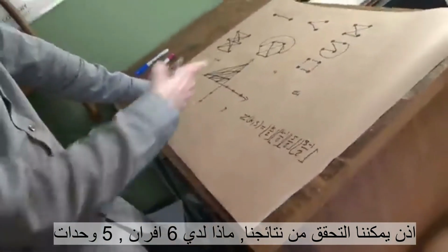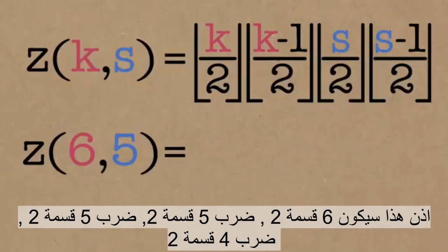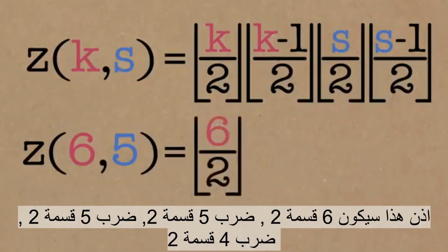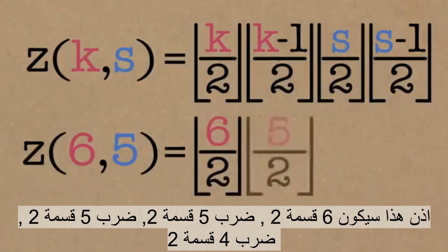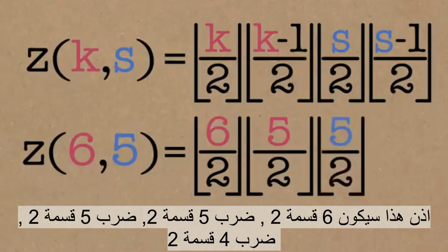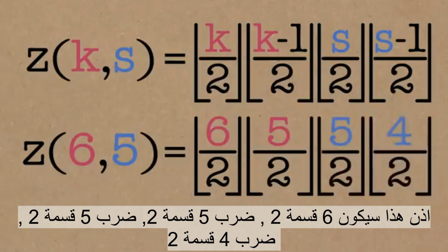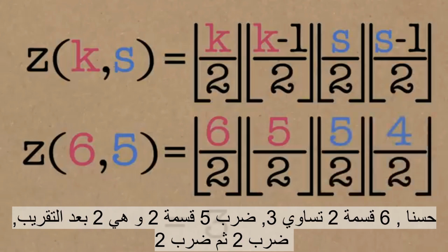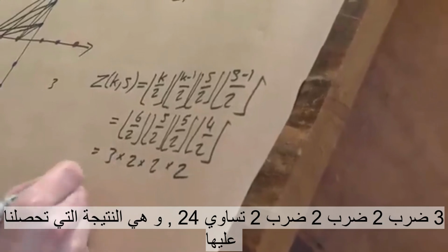Let's do it. What did I have? 6 kilns, 5 storage units. So that's going to be 6 divided by 2. We might have to round that down. That's going to be 5 divided by 2 and round that down. Storage units, 5 storage units, so that's now 5 divided by 2, round that down, and 4 divided by 2, round that down. 6 divided by 2 is just 3, multiplied by 2.5, we round it down to 2, same here, 2.5, round it down to 2, and this here, that's just 2, that's fine. 3 times 2 times 2 times 2 is 24, which is the answer we've got.